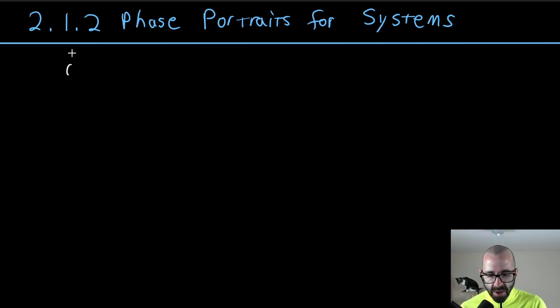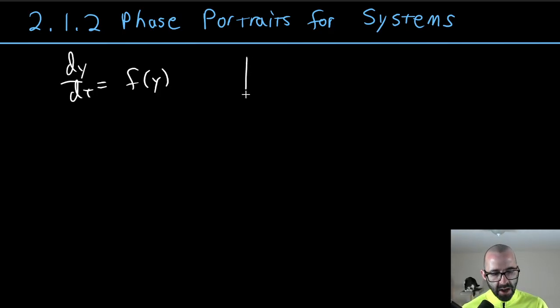So if you remember, let's go back to chapter 1, a little trip down memory lane. If we had an autonomous differential equation, a lot of times we would draw a phase line, right? And on this phase line, we would have equilibrium points. We would show the direction that the solutions moved. We could have sources. We could have sinks, otherwise known as unstable and stable nodes.